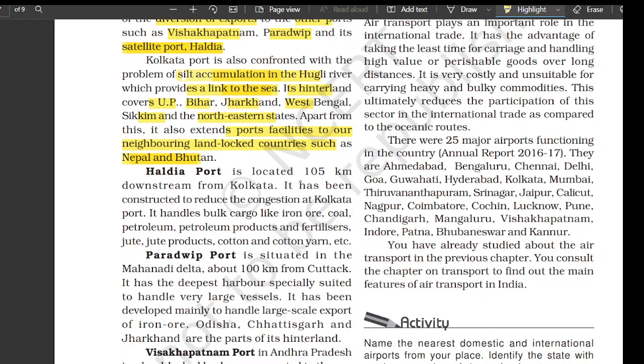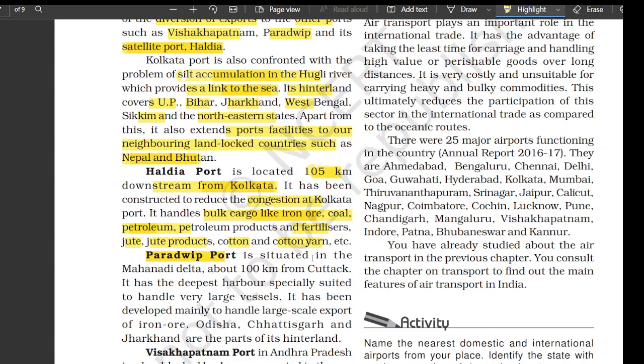Haldia port is located 105 kilometers downstream from Kolkata. It has been constructed to reduce the congestion at Kolkata port. It handles bulk cargo like iron ore, coal, petroleum products, and fertilizers, jute products, cotton yarn, etc.